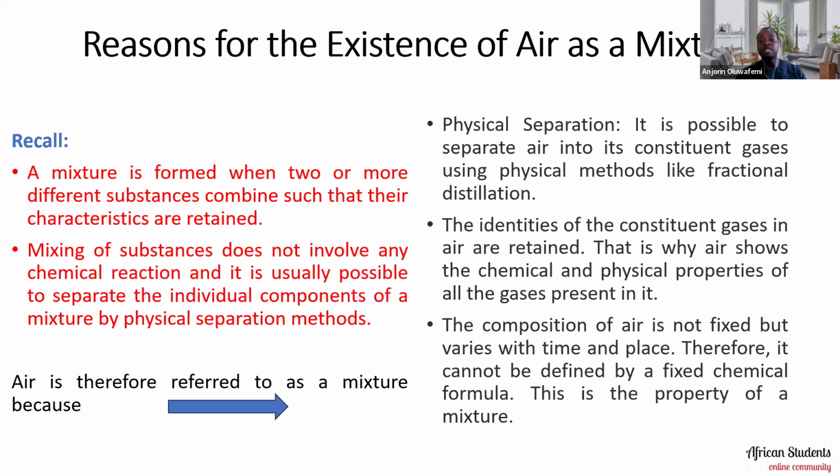So air is therefore referred to as a mixture. Why? Because of the following. Number one, physical separation. It is possible to separate air into its constituent gases or component gases using physical methods. One of the physical methods that we can employ to separate air into its constituent gases is fractional distillation. So one of the reasons why we say air is a mixture is because it can be separated physically.